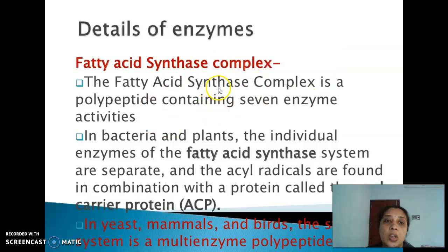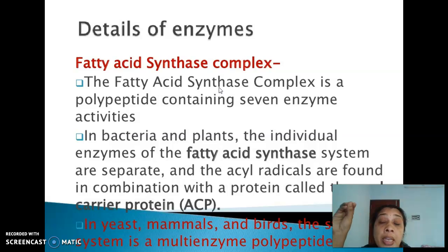So the fatty acid synthase complex, it's a polypeptide protein. It's a protein having multi-enzyme activities, and there are 7 enzyme activities. In case of PDH and acetyl-CoA carboxylase, but in case of fatty acid synthase complex it is a very complicated structure because it's having 7 different autonomous enzymes.